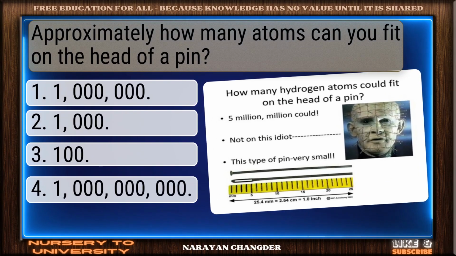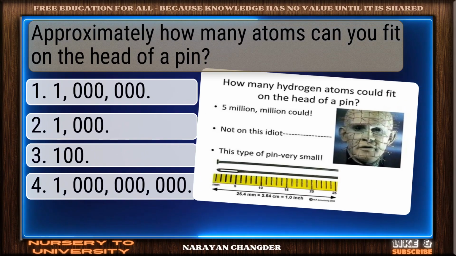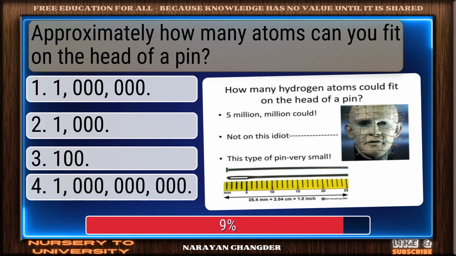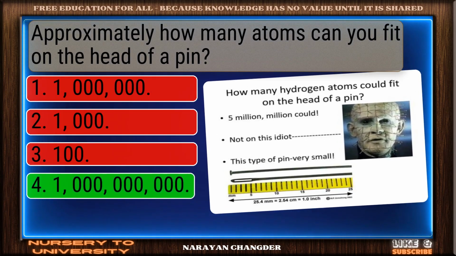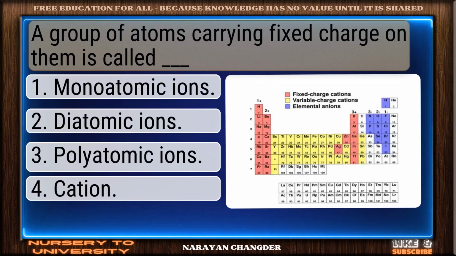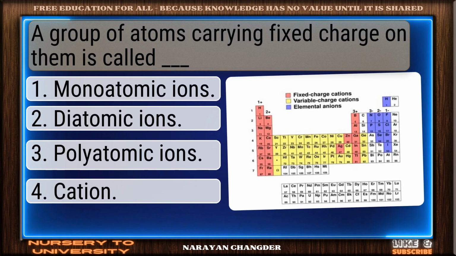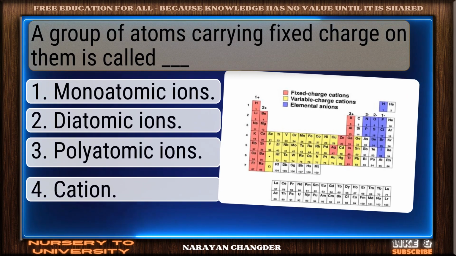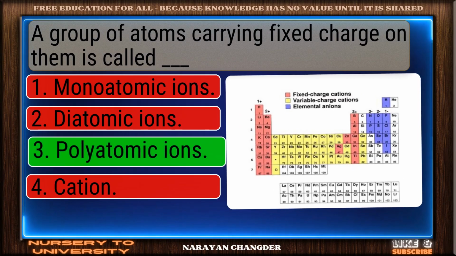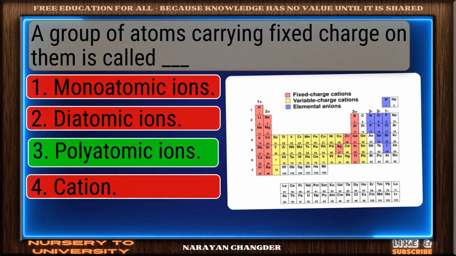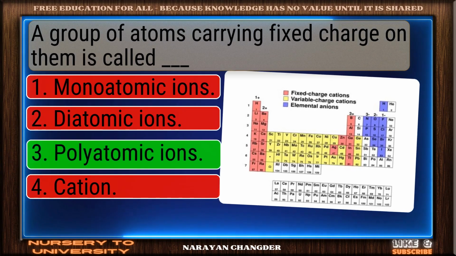Question number 90. Approximately how many atoms can you fit on the head of a pin? Nicely done. One solid allows others is a solid answer. Question number 91. A group of atoms carrying fixed charge on them is called dash. Smart pick. Polyatomic ions is the correct choice.